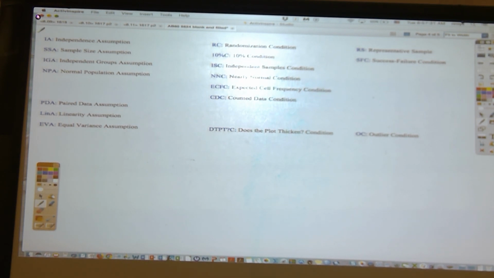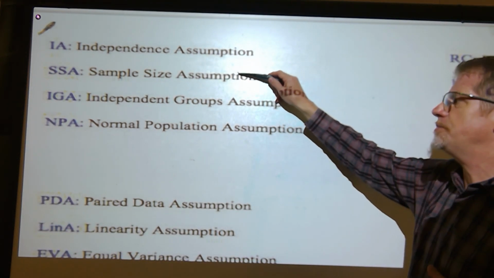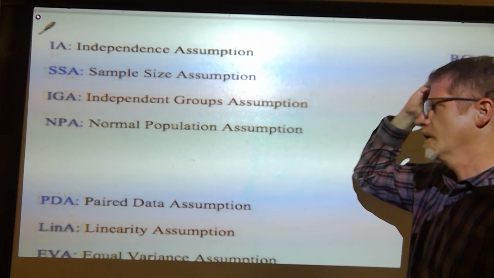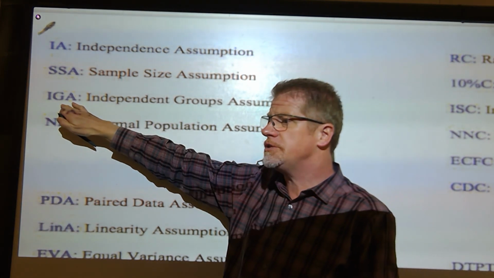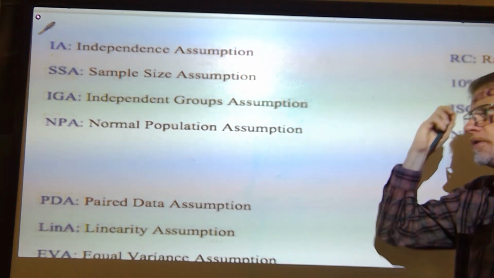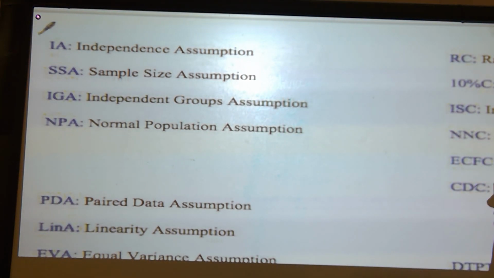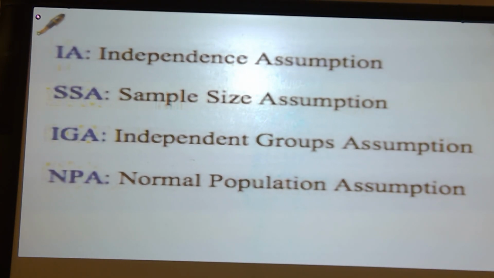Whenever you see IA, that's the independence assumption. SSA is the acronym for the sample size assumption. Today we're going to get a new one. IGA is the independent groups assumption. And later on we're going to be using the normal population assumption. No need to fill these bottom ones in. Like PDA, paired data, that's for later, that's for the next unit. Okay, so these are the assumptions.